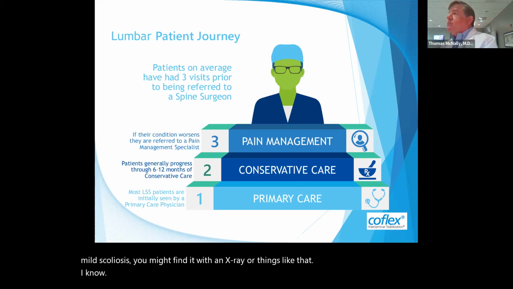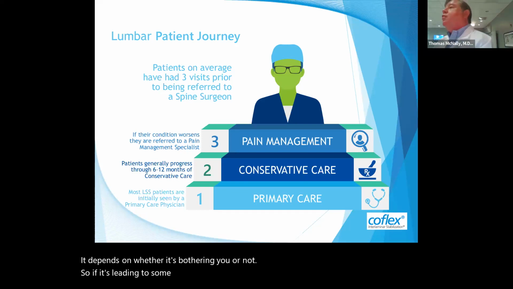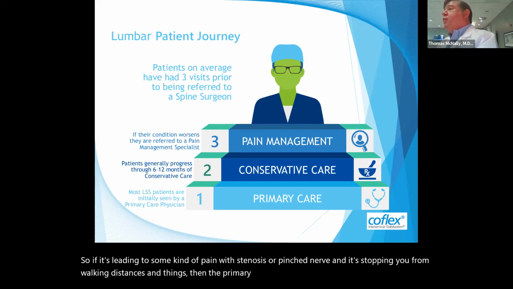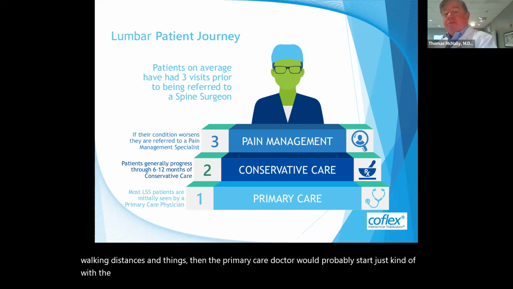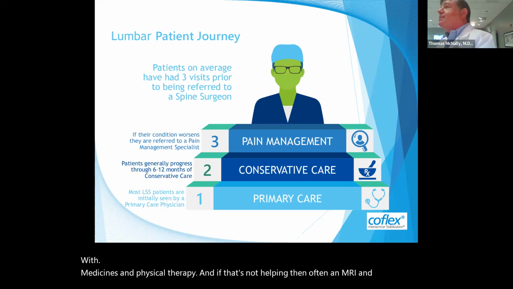Okay, I know I have scoliosis. So if I go to my primary, they'll go, yeah, you've got scoliosis. So step number two? It depends on whether it's bothering you or not. If it's leading to some kind of pain with stenosis or pinched nerve and it's stopping you from walking distances and things, then the primary care doctor would probably start with medicines and physical therapy. And if that's not helping, then often an MRI and then pain management.